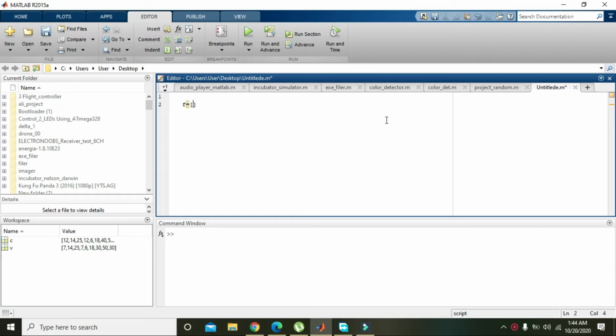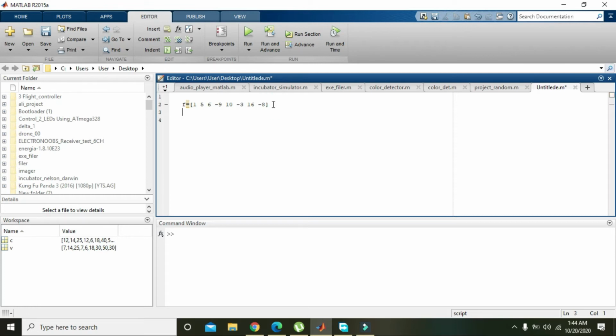Like if we write a vector or matrix F and we write 1, 5, 6, minus 9, 10, minus 3, 16, and minus 8. Here you can see that there are some negative values, that is minus 9, minus 3, and minus 8.